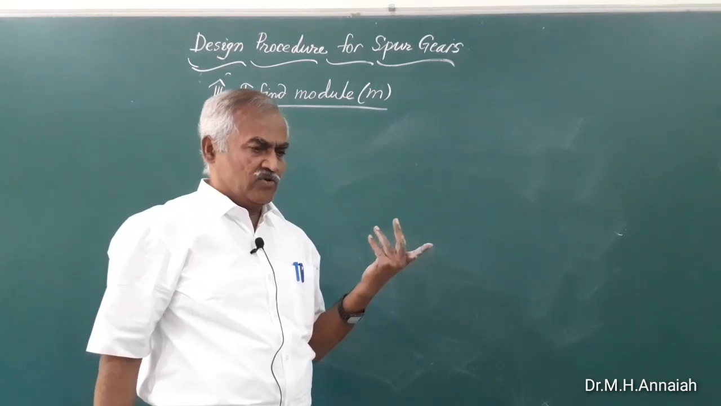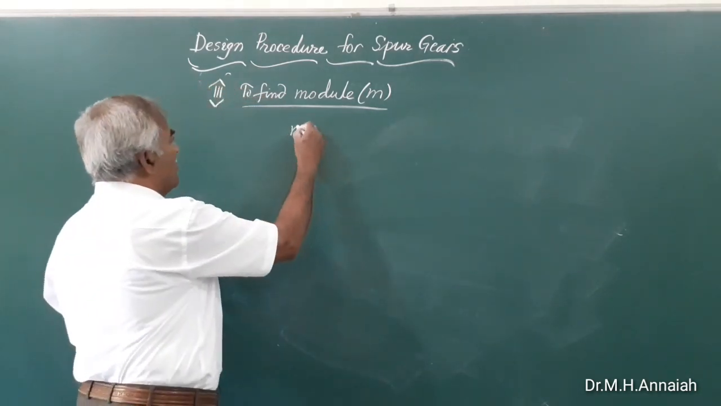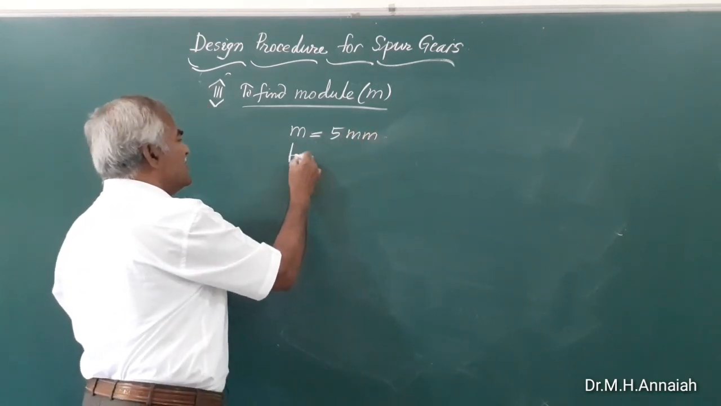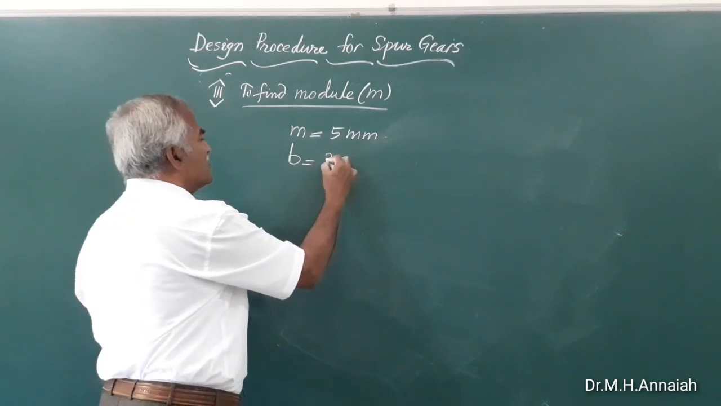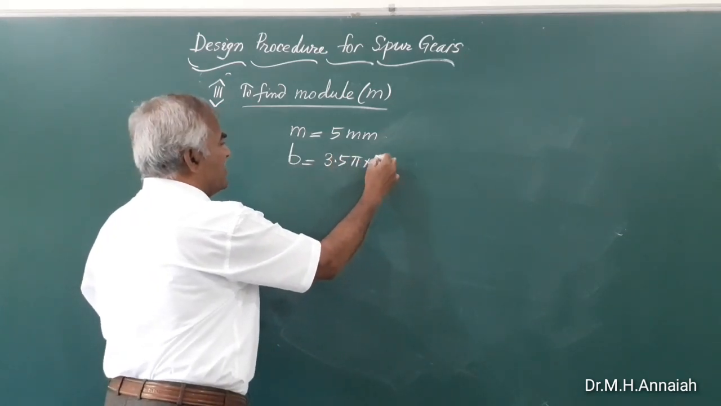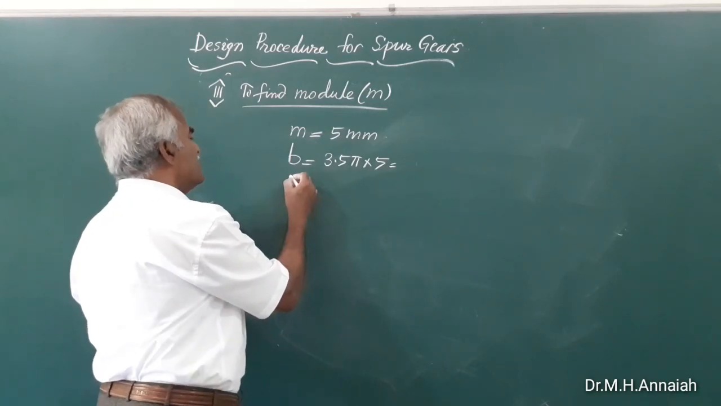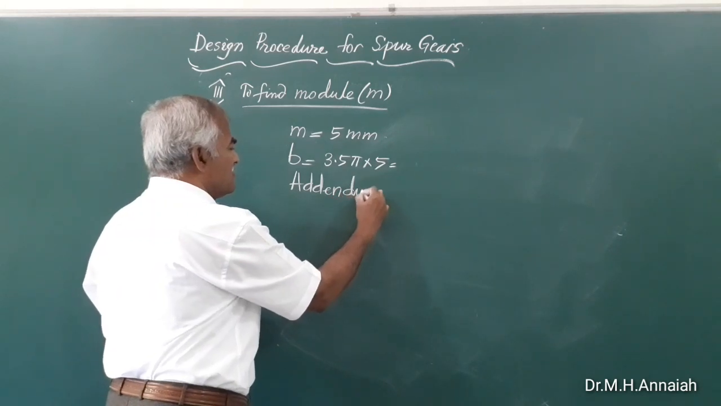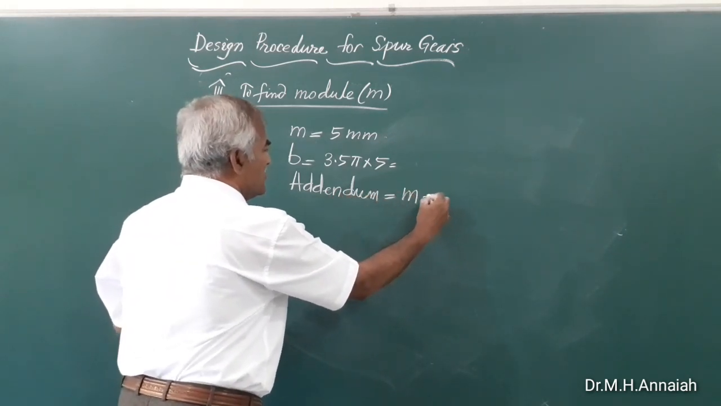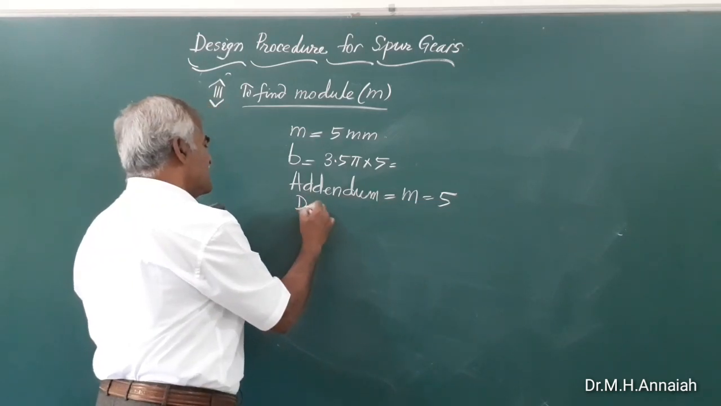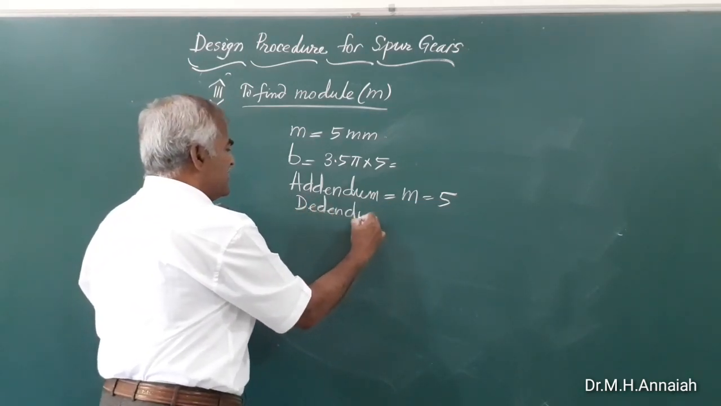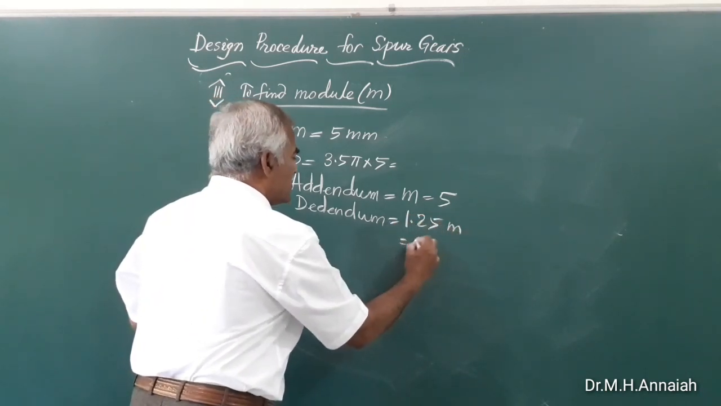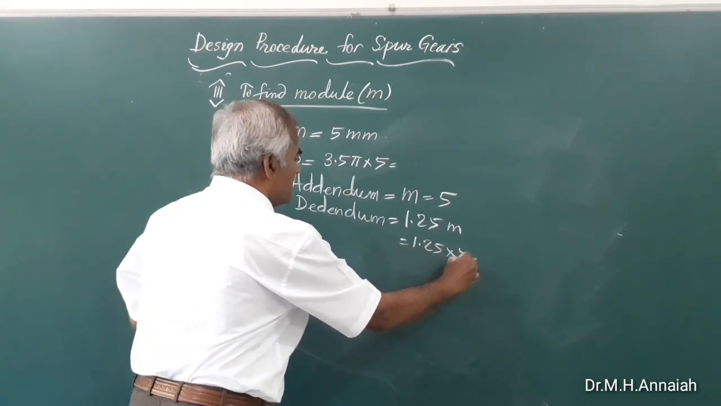Friends, we have got the value of the module. See, once you know this module m as 5 millimeter, you can find out the face width of the gear. b is equal to 3.5 pi into 5. You get a value, and then you get the addendum of the gear is equal to module is equal to 5 mm, and then the dedendum of the gear is 1.25 module. So 1.25 multiplied by 5.